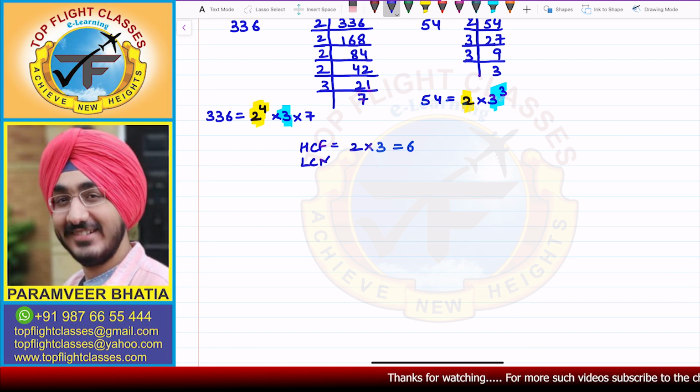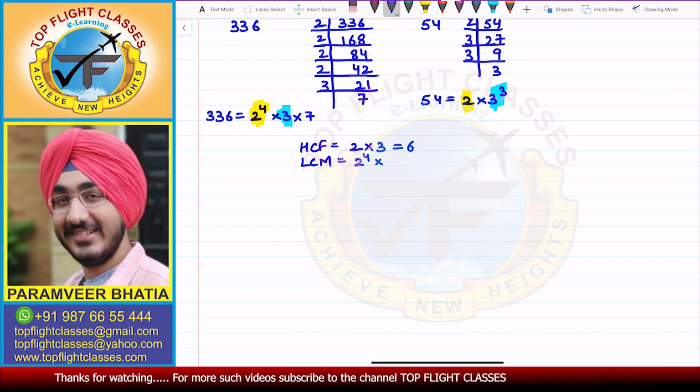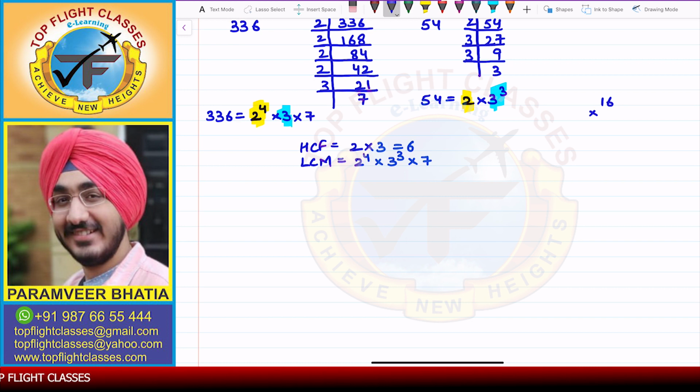Then if we talk about LCM, LCM will basically be the product of the greatest power of all the factors. So greatest power of 2 is 4, then greatest power of 3 is 3, and the greatest power of 7 is 1. So 2 to the power 4 is 16, 3 to the power 3 is 27. So 16 into 27, right?